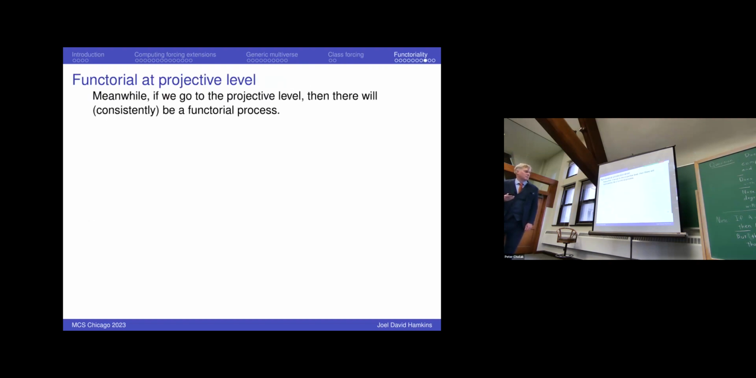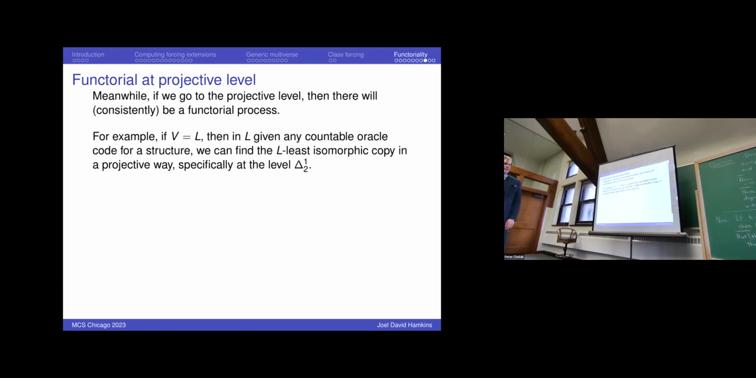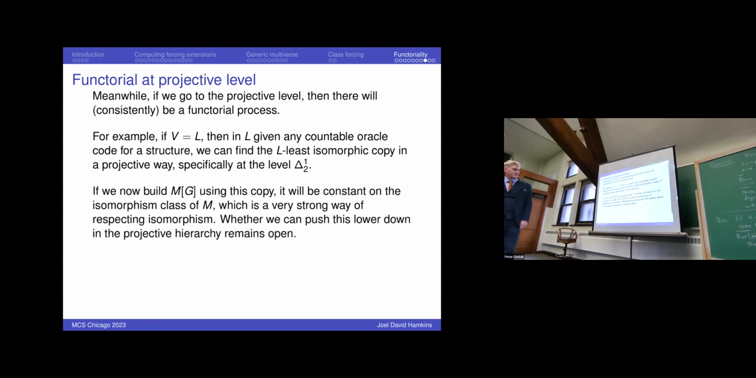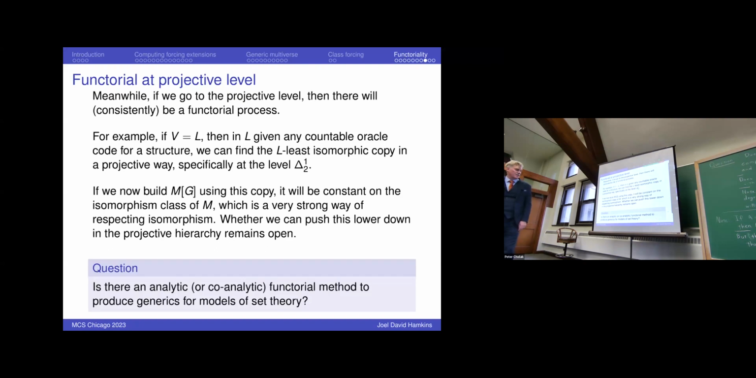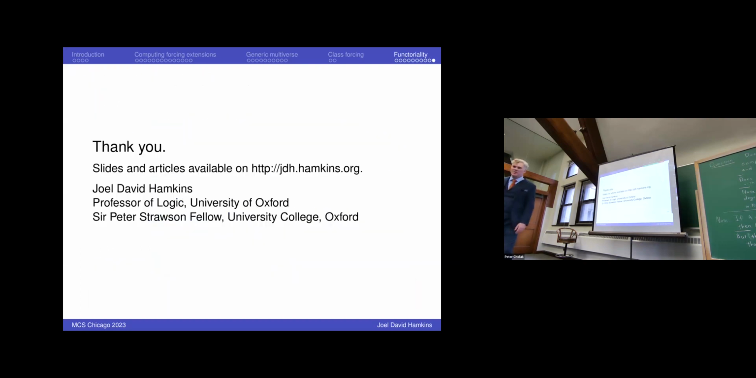Okay, but if you go up to projective, so beyond Borel into the projective hierarchy where you allow quantifiers, I think this is the last one. Then we can get it. So there is a projective functorial process that produces these forcing extensions in a way that respects isomorphism. So okay, that's it. Thank you very much.